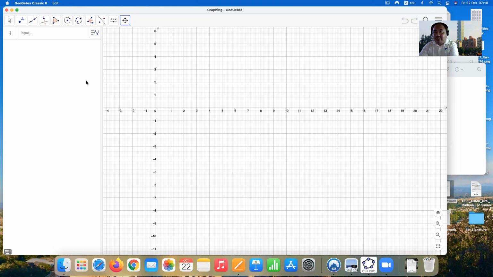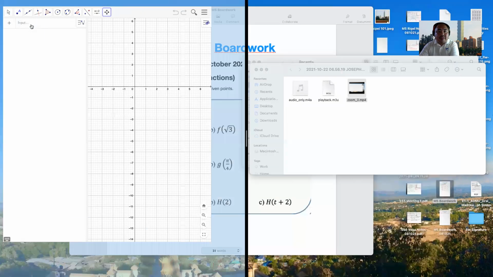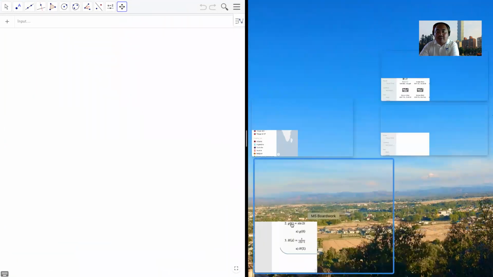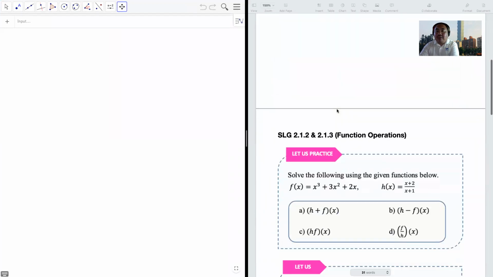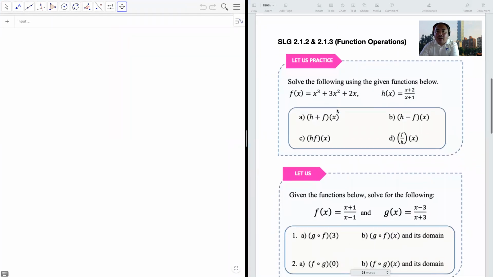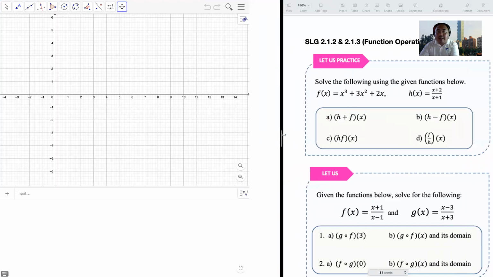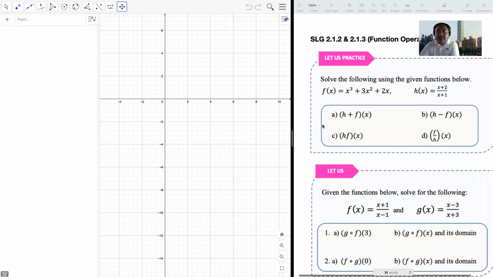So that's f of g of x or g of f of x, etc. All right. So how is GeoGebra able to help us with that? Again, let's go to a split screen. To the left, it's your GeoGebra, and then your board work on the right. So they're operating on functions. So are we able to do that in GeoGebra?